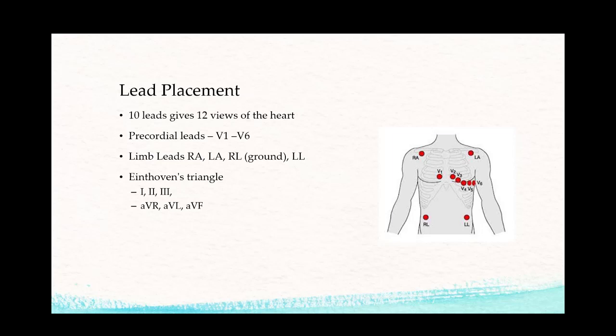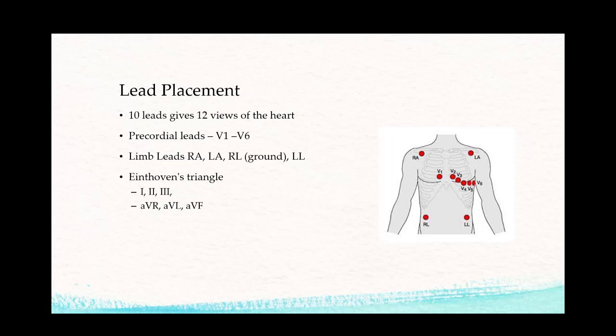Then we have 4 leads that are called limb leads. This is our right arm lead, our left arm lead, our RL, which is right lower or right leg, however you want to refer to it. Our RL is the ground. All it does is make sure that the rest of the system works. And then finally, our last lead is LL, or left lower. And Einthoven's triangle is how we can actually have 6 leads come out of 3 individual leads. And we're going to go into more depth on that as well. The RL is the ground.